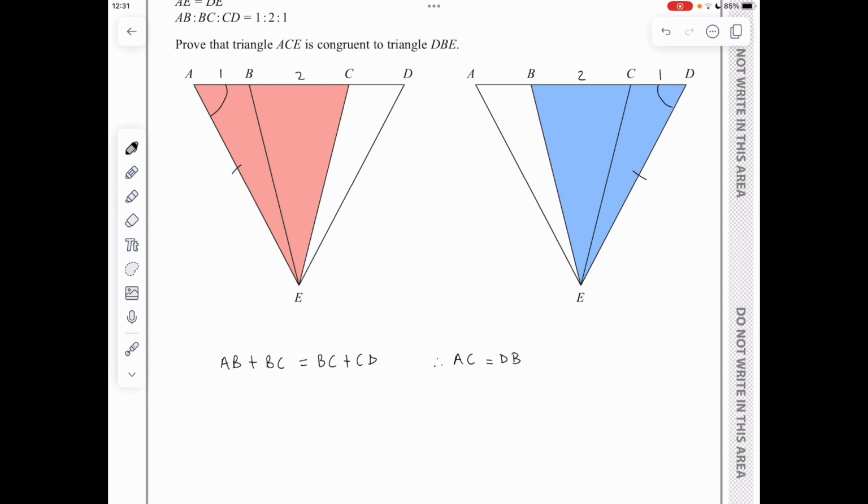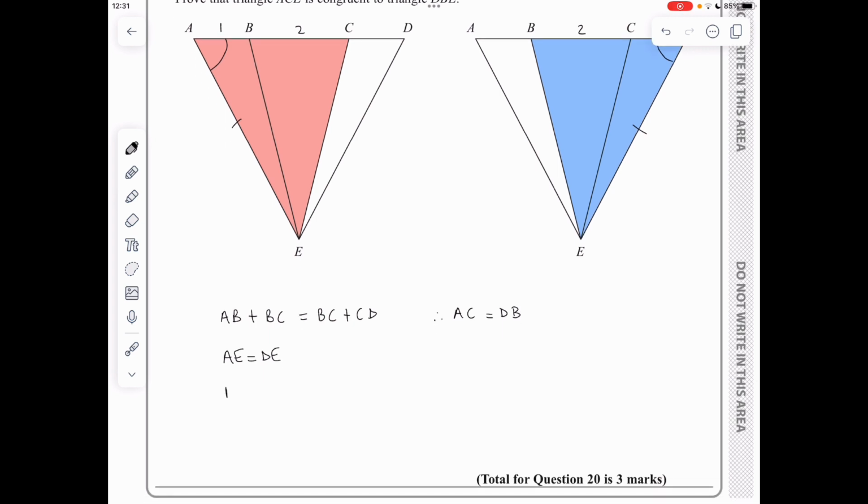We were also given that AE is equal to DE, and therefore we can say that the angle BAE is equal to the angle CDE, and the reason is that we've got angles at the base of an isosceles triangle. Remember that triangle ADE was isosceles, so the angle here and the angle here were of the same size, and therefore the angle BAE, which is here, and the angle CDE, which is over here, are equal in size.